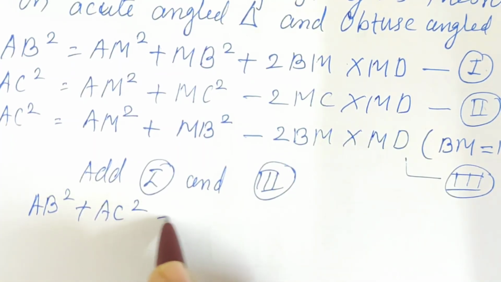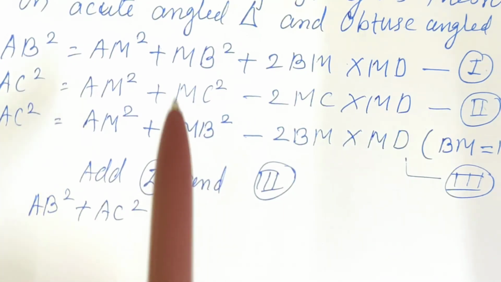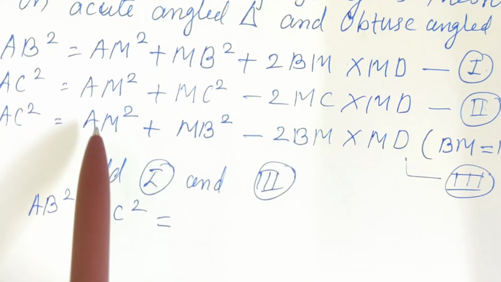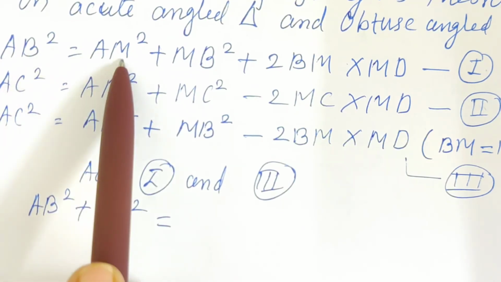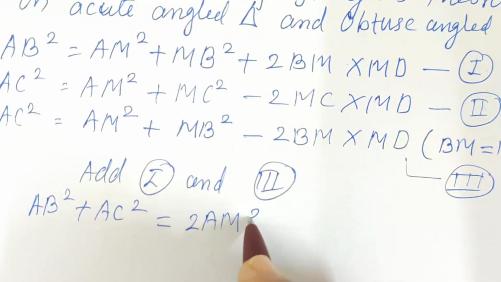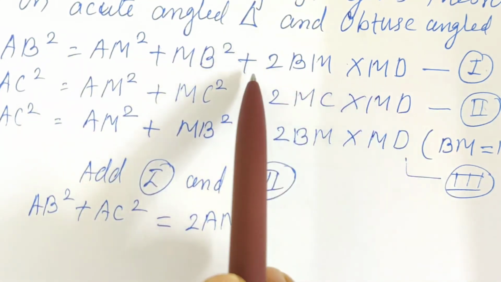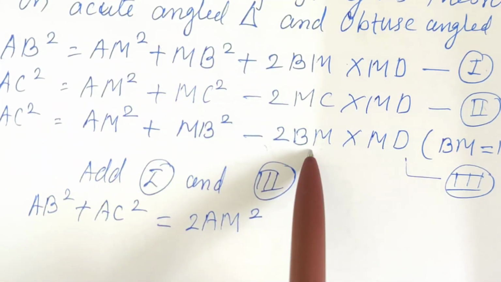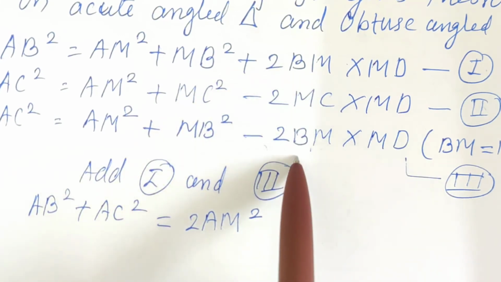Is equal to, see the right side, AM square plus AM square. 1 AM square plus second AM square, that means it is 2 AM square. Then here you see plus 2BM and minus 2BM. Plus minus will be cancelled.